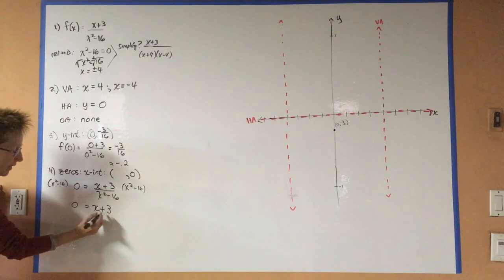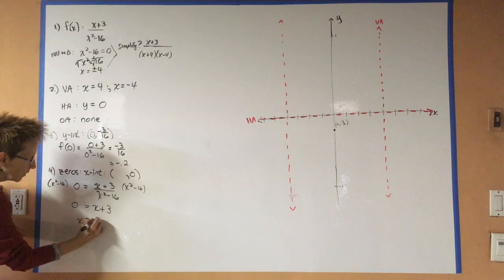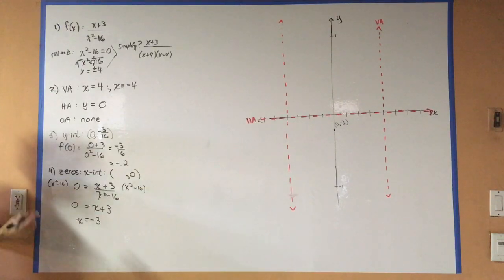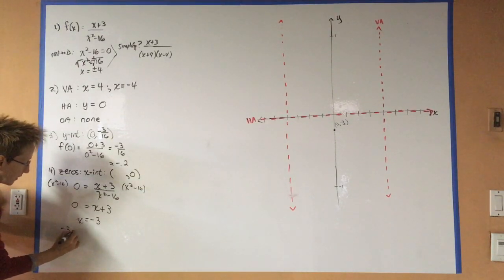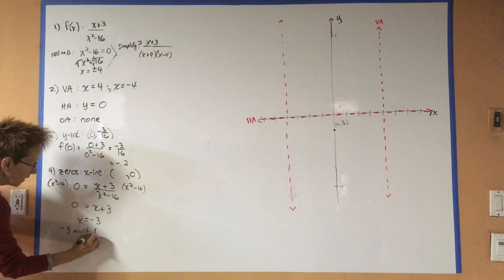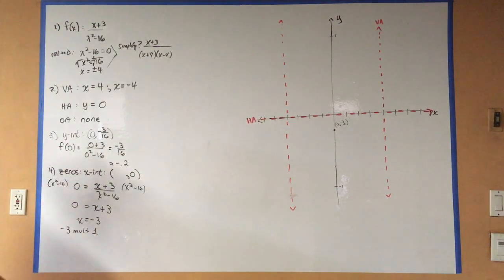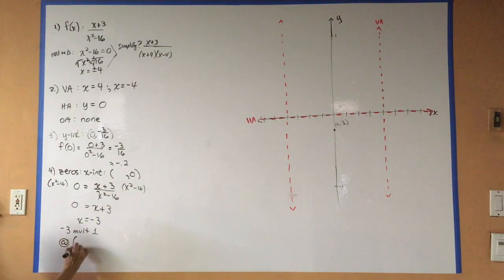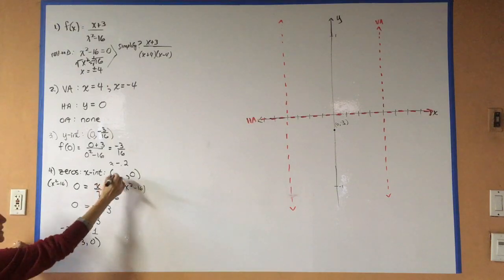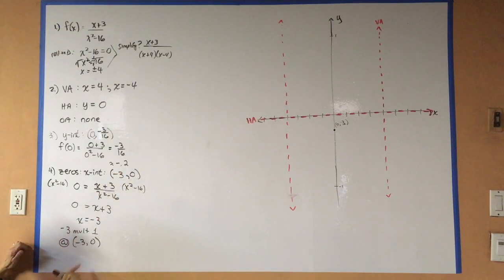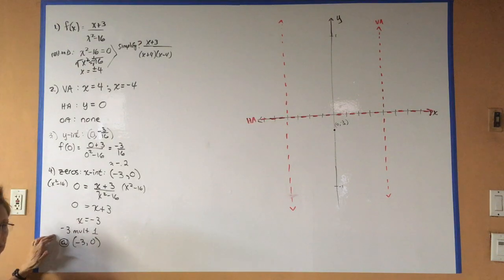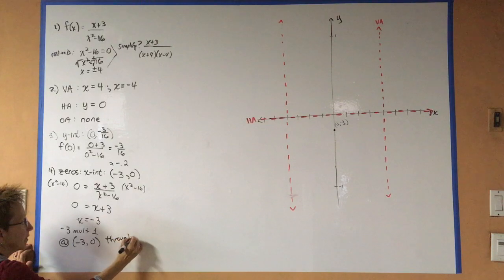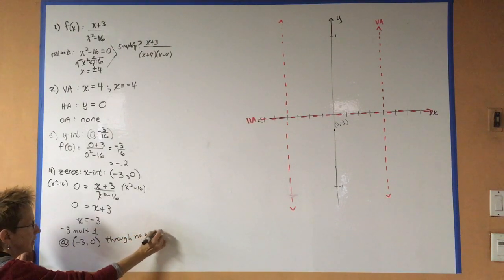And so this gives me one answer. X is equal to negative 3. So in other words, my 0 is negative 3, multiplicity 1. It's only there once. It was linear. Which means that the behavior at the ordered pair negative 3, 0, and we got one x-intercept, is what? Multiplicity 1, it crosses through, no wiggle.